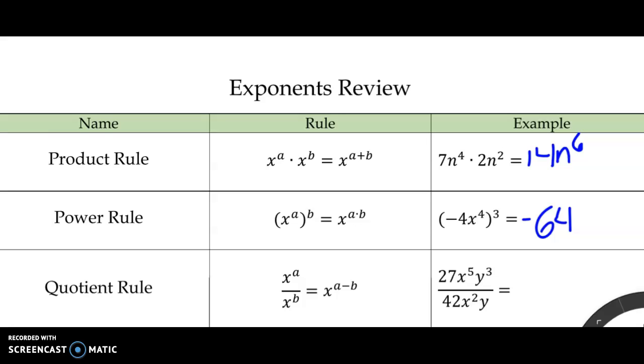Then we have our variable term x. We're going to multiply these exponents. So 4 times 3 gives us x to the 12th power.